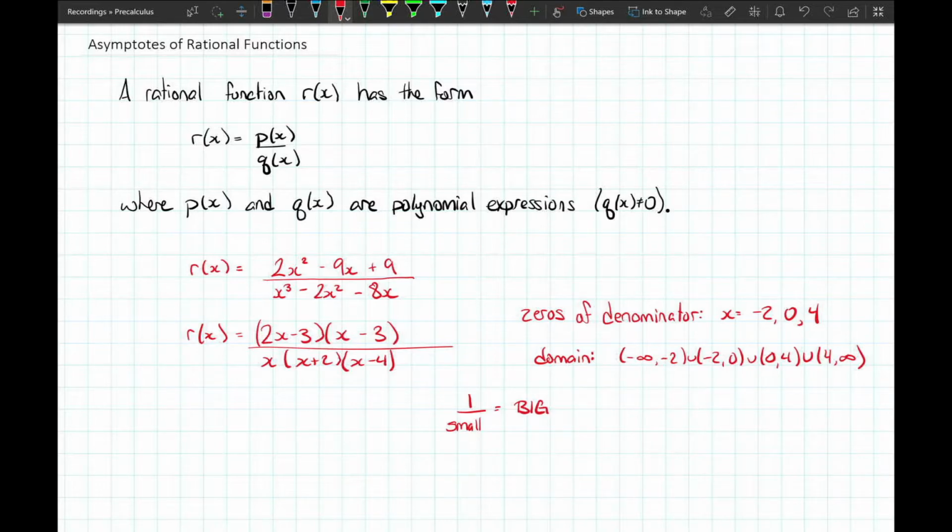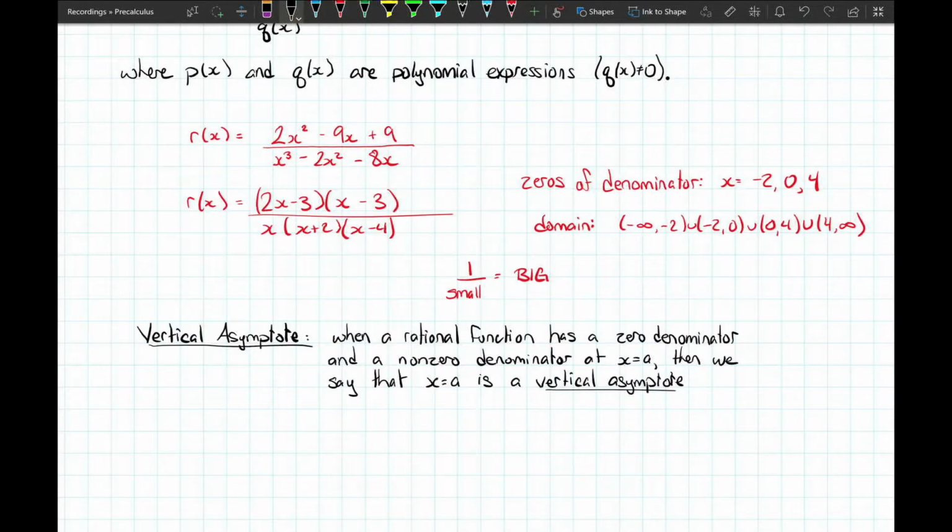But this sort of behavior, whenever we see a 0 denominator and a non-zero numerator, this is where we have a vertical asymptote. So a vertical asymptote occurs at x equals a when we see that the denominator equals 0 at x equals a and the numerator does not equal 0. And when we factor the numerator, it's easy to see the zeros of the numerator. The zeros of the numerator here are going to be 3/2 and x equals 3. And so neither of those are the same as the zeros of the denominator. That means that at -2, 0, and 4, the denominator is 0, but the numerator is non-zero. That's when we have vertical asymptotes.